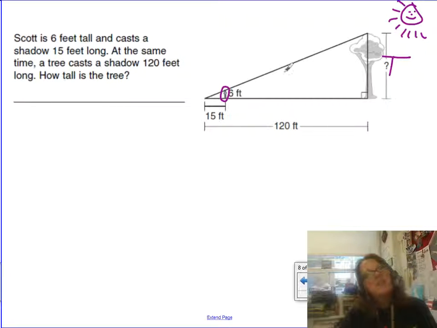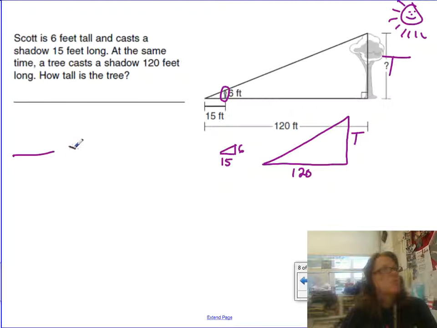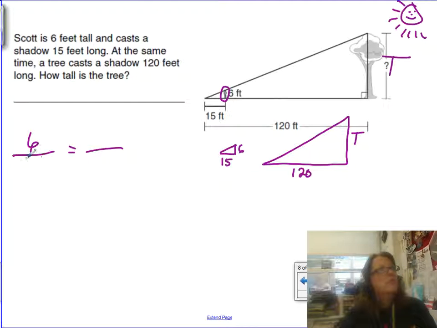Okay, now these are kind of overlapped images, so I just need you to get this idea. You've got this baby triangle that's 6 and 15. And then you have this giant triangle where the whole bottom is 120. And this is T. Now match up your corresponding parts. Make a proportion, cross multiply, solve, label. Boom! Here we go. I'm going to stick with person is to shadow as tree height is to shadow. This time, cross multiply and solve.